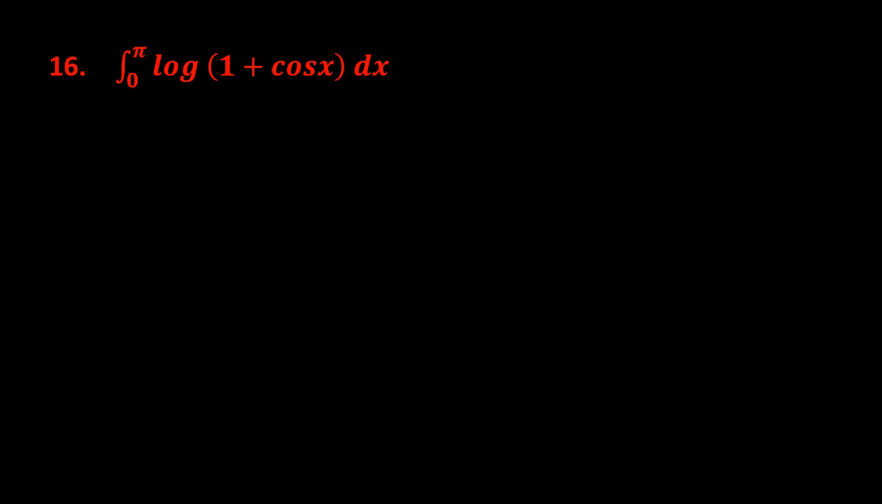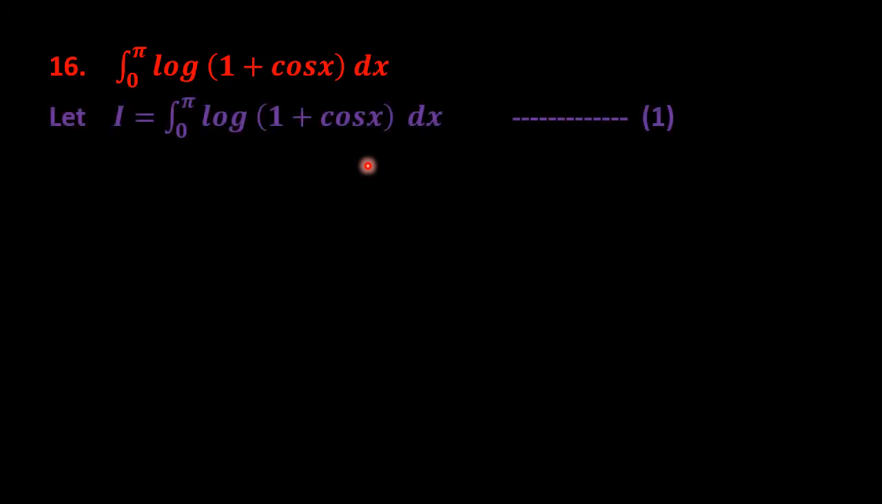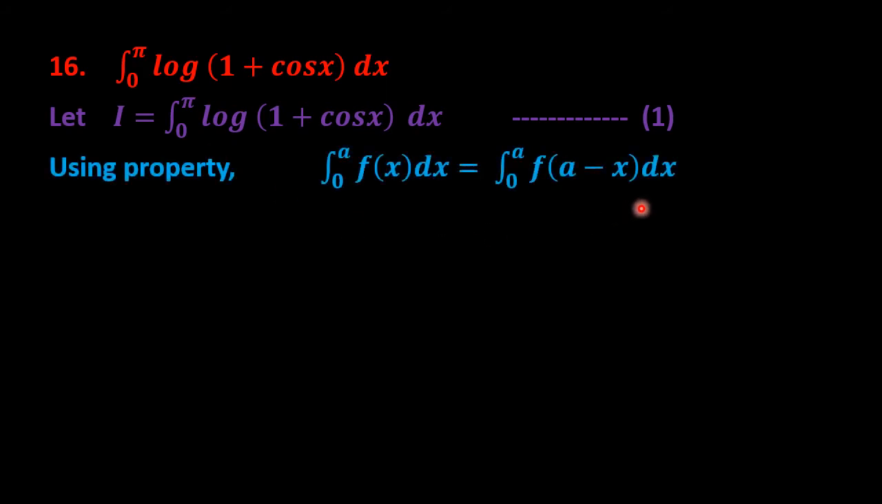Now let me solve question number 16, and the question is integration from 0 to pi of log within bracket 1 plus cos x dx. So let us denote this question by I, and let it be equation number 1. Then in this question, we have to use property number 4, where we replace this x by upper limit pi minus x. So after using property number 4 in equation 1, this x will be replaced by pi minus x.